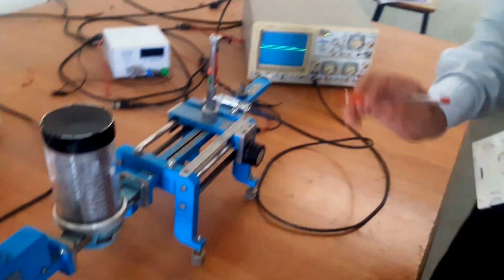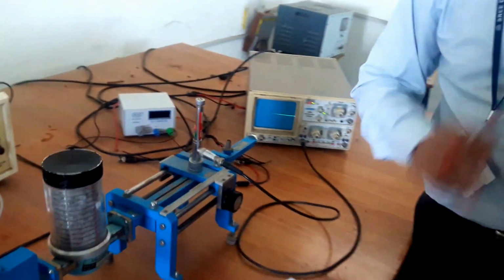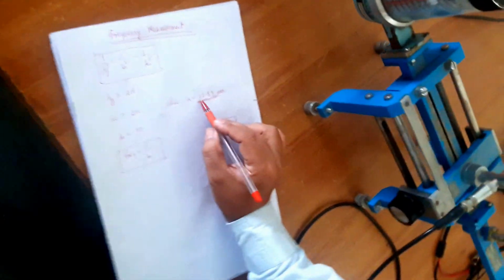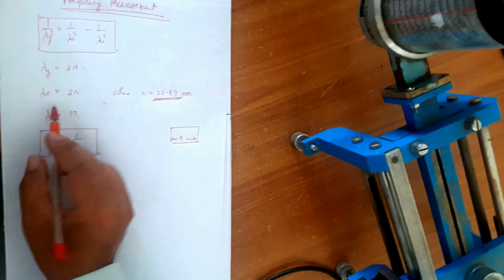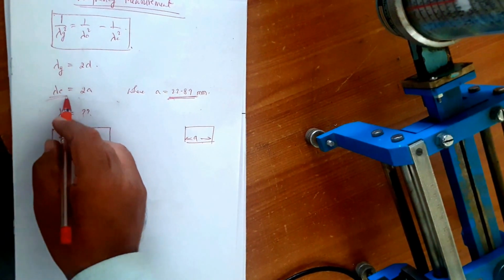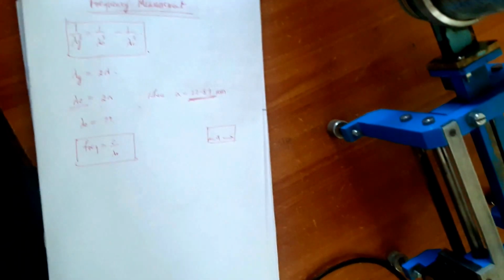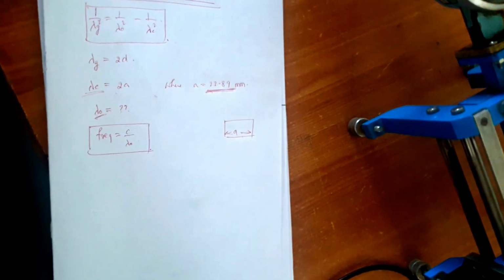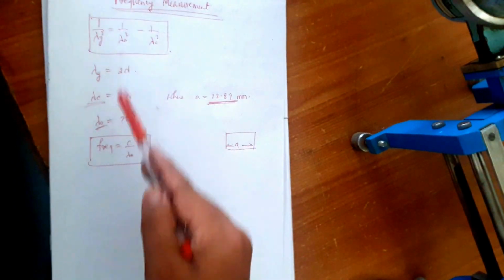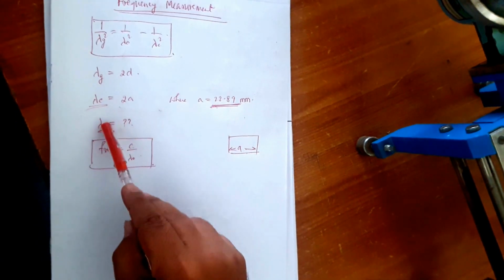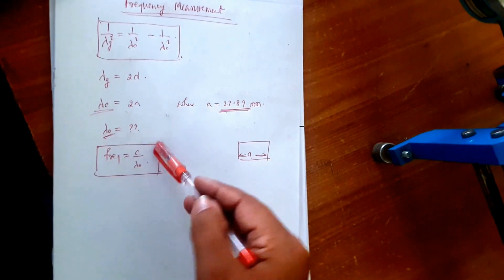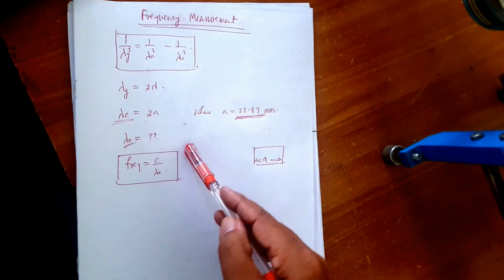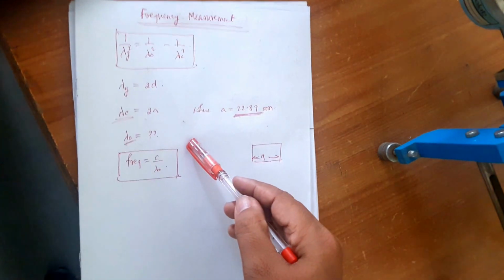We already know that a is 22.89 millimeter. From that we can calculate the cutoff wavelength, and from the formula you can calculate lambda naught. If you know lambda naught, you can calculate the frequency. Frequency will be c by lambda naught, where c is the speed of light, 3 into 10 to the power 8 meter per second.